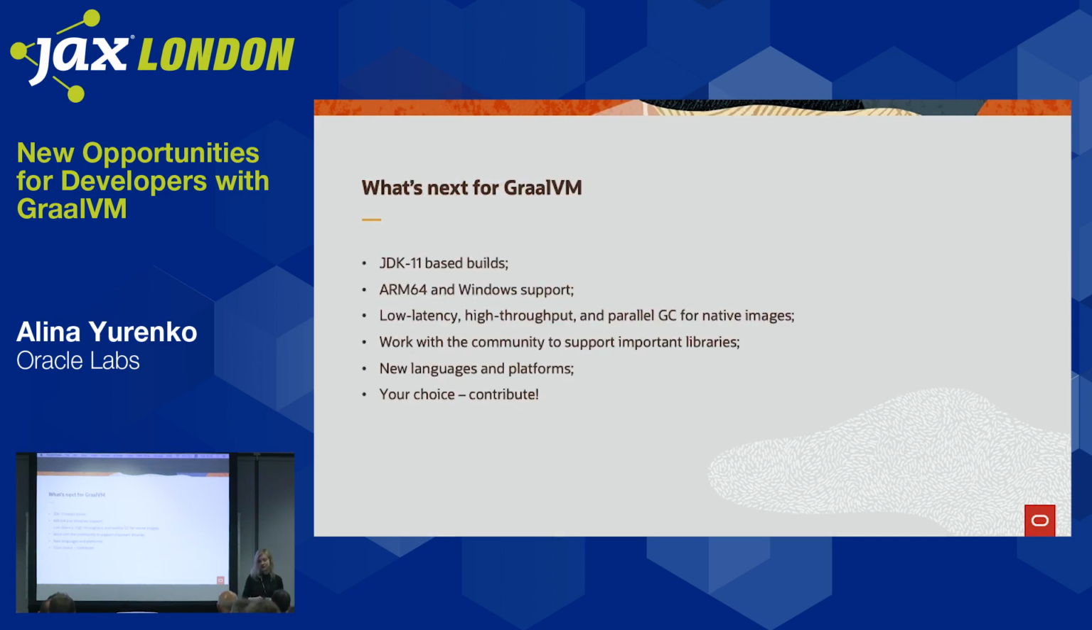What's coming next? So many people have been asking us about JDK 11 builds, and we are currently planning to deliver those in the next release, which is 19.3 around mid-November. Also, we are working to support more platforms, so ARM64 and Windows. Actually, for Windows, we already have some preview builds, but they are not complete yet. We are working on finalizing that one. Also, we are working on a new, more advanced garbage collector for native images so that you can have improved, once again, performance characteristics in native images.